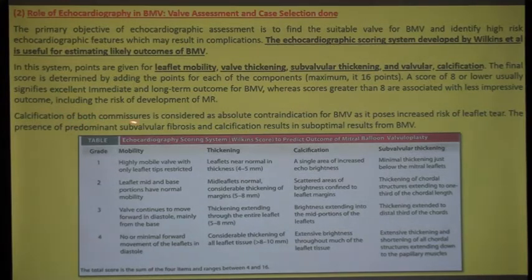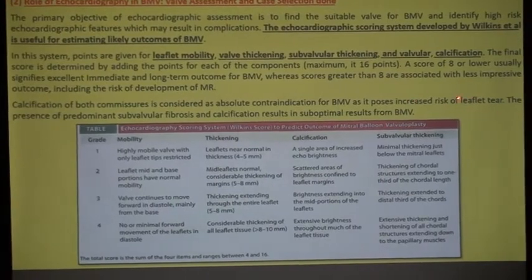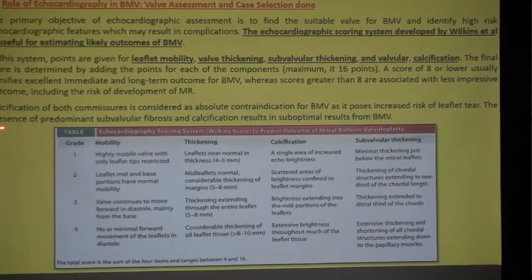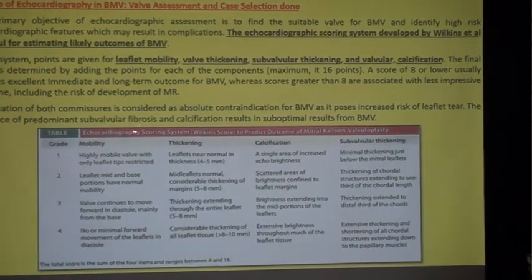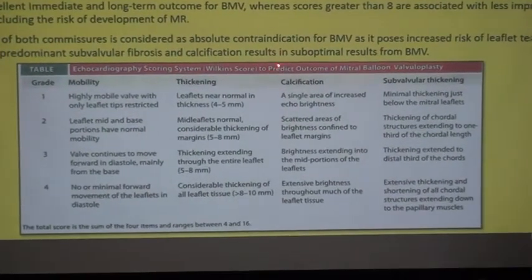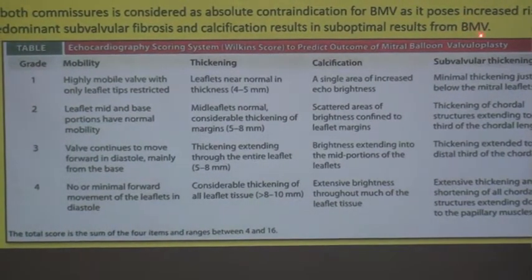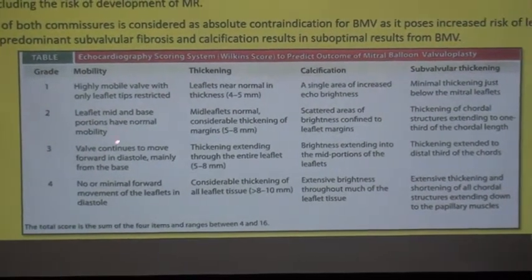Calcification of both commissures is considered an absolute contraindication for balloon mitral valvuloplasty, as it poses increased risk of leaflet tear. The presence of predominant subvalvular fibrosis and calcification results in suboptimal results from balloon mitral valvuloplasty.